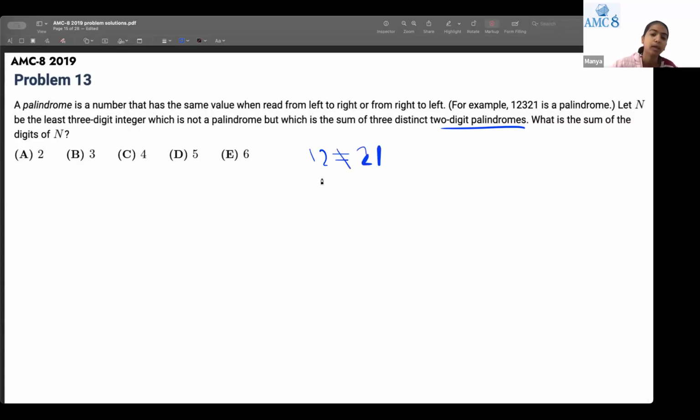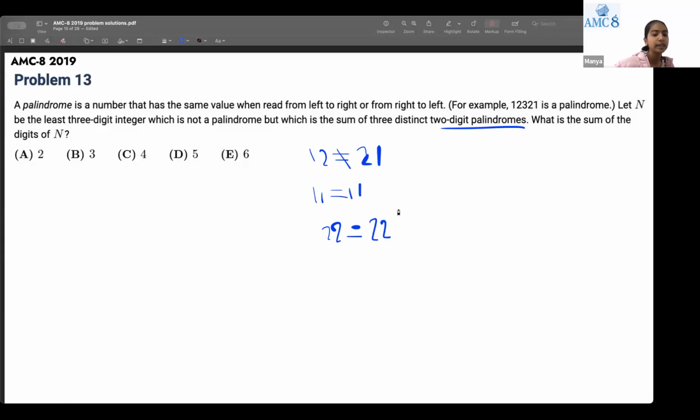Now think of maybe 11. Is 11 a palindrome? Yes, because when you write it from left to right or right to left, it is always the same. So 11 equals 11, so that is a palindrome. Another example, maybe 22. 22 is a multiple of 11. Therefore, when read from left to right or from right to left, 22 is equal to 22. And so we just proved that 2-digit multiples of 11 are palindromes, and a 2-digit palindrome must be a multiple of 11.